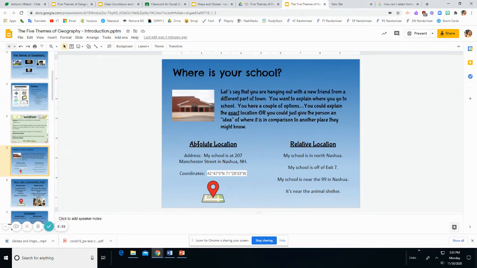If you wanted to explain where your school was, chances are you're going to use relative location. You're going to tell your friend that your school's in North Nashua, or you might say your school is off of exit 7. Your school is behind the 99 restaurant, or your school is near the animal shelter. And you would keep giving examples of something they might know that would be in relation to your school. Relative location is what it's in relation to.